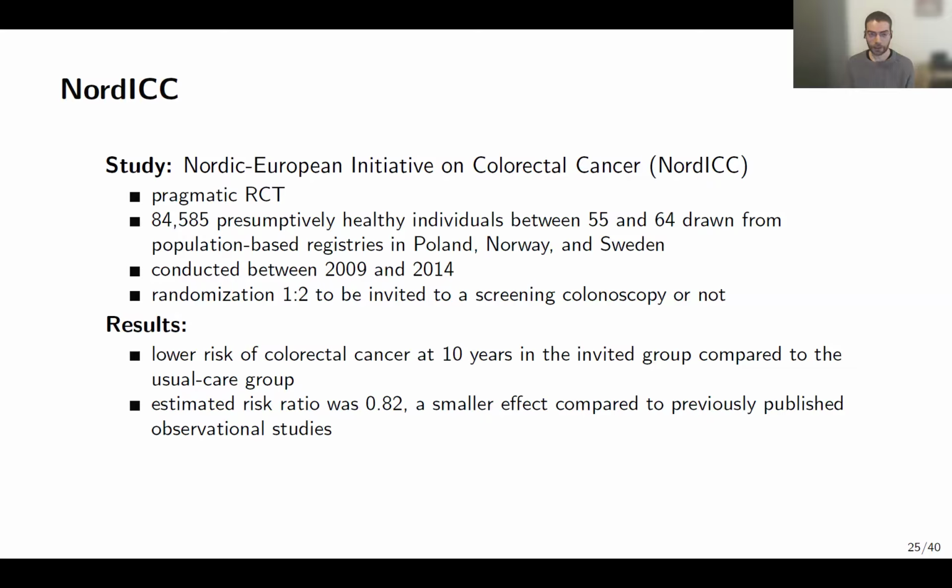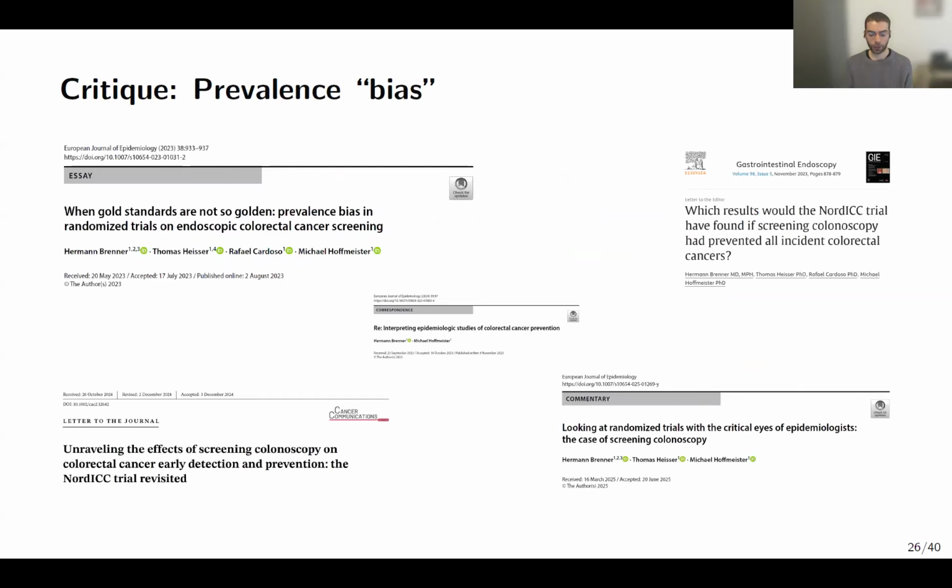This sparked quite some debate, because 0.82 was a smaller effect in magnitude compared to previously published results from observational studies. Specifically, there were some criticisms of this trial, but here we will focus on one, which is the critique of a prevalence bias. Some authors criticized the Nordic trial because of what they named a prevalence bias. I will explain this in a minute. We will focus here on this article from Brenner and colleagues, because I think they do a good job of summarizing their thought process in criticizing the design of the Nordic trial.